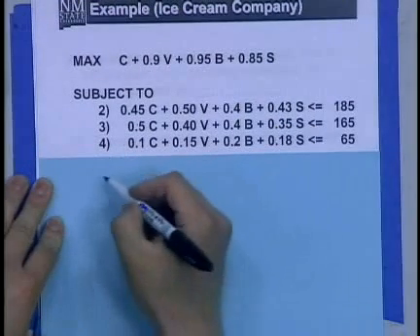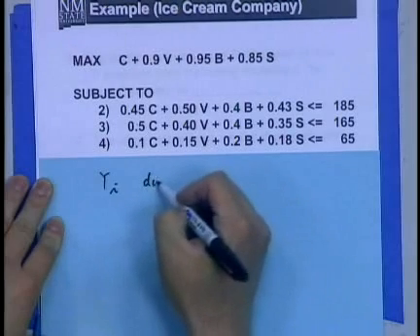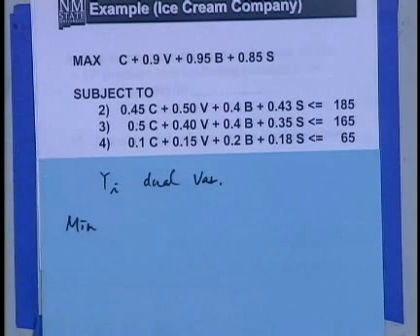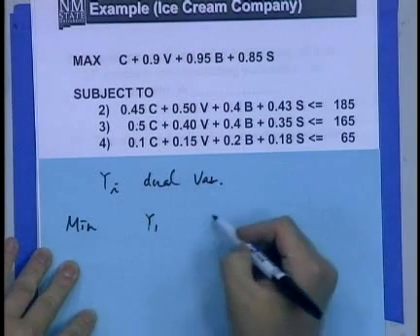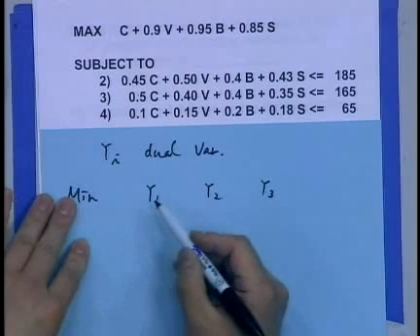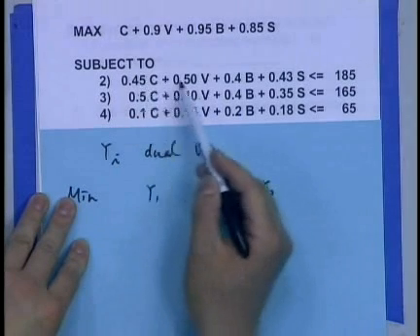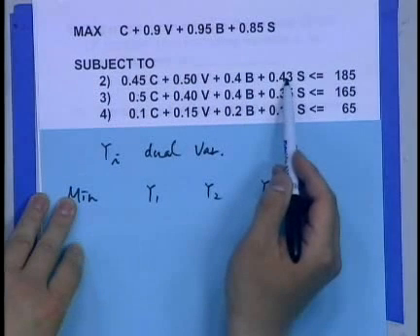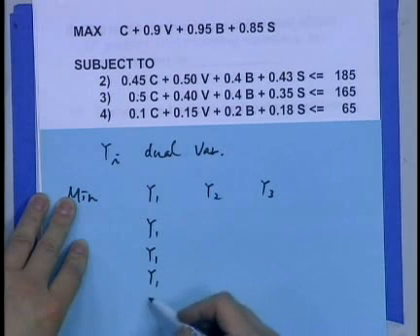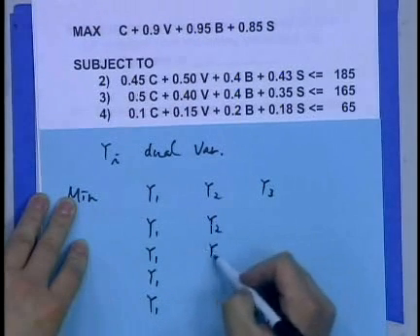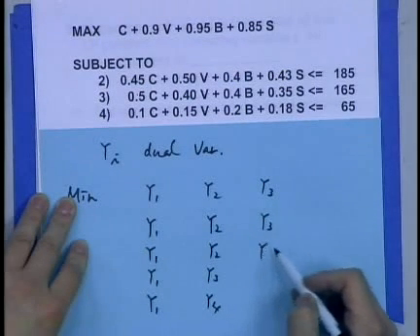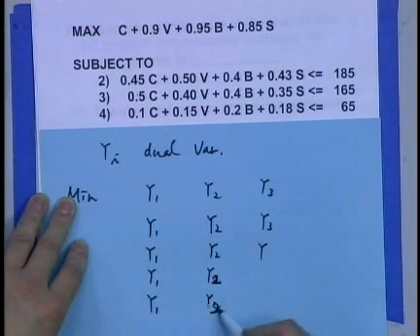And let's use the y variable as a dual variable, okay? Then our dual problem becomes a minimization problem, and we must have 3 decision variables, right? And because we have 4 decision variables in the primal problem, we will have 4 constraints in the dual problem, right? Oh, this must be 2.